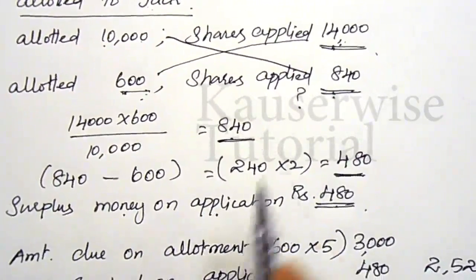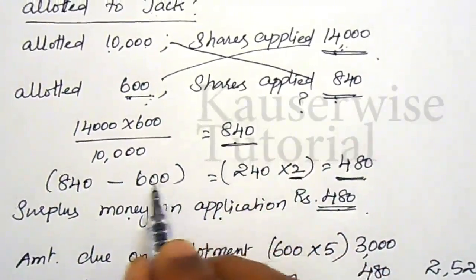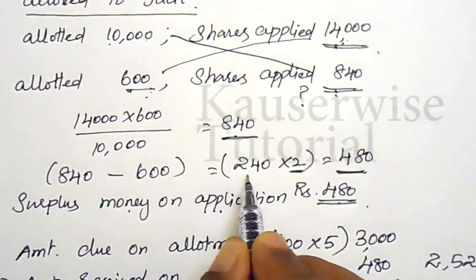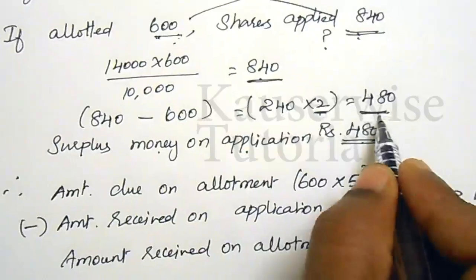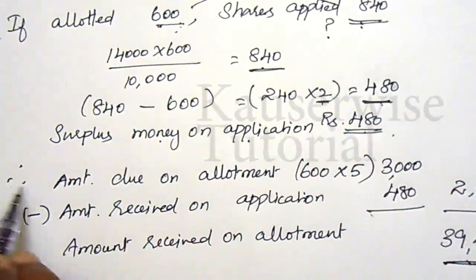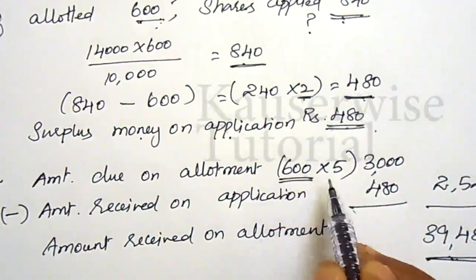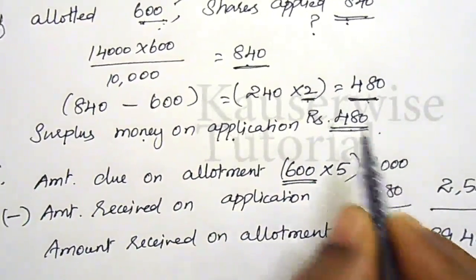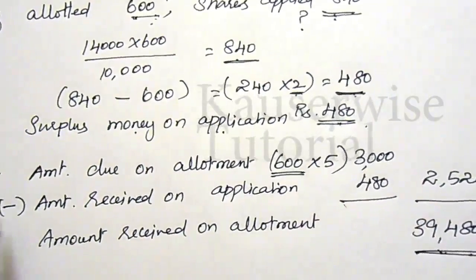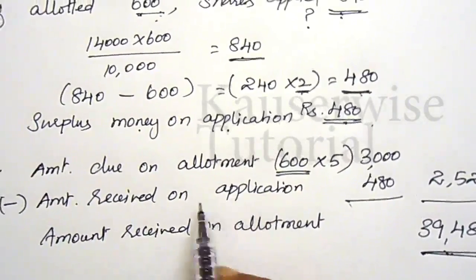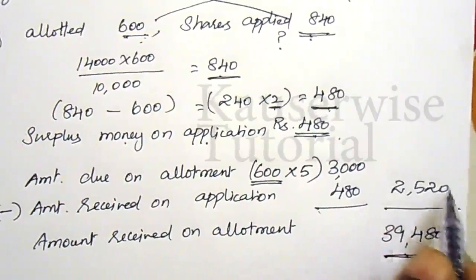That is pro rata. So how much amount did they receive along with the application? Application value is 2 rupees, so for extra applications 240 into 2 rupees, 480. This amount is called surplus money on application. Now the amount due on allotment for Jack, that is 600 shares, 600 into 5 rupees, 3,000. In that, 480 we have already received along with the application, so subtract that excess money, surplus money 480. Balance 2,520 is yet to be received from Jack.